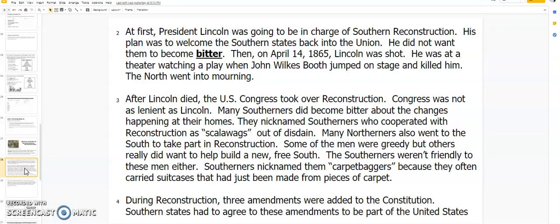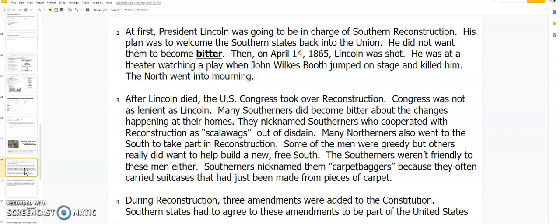At first, President Lincoln was going to be in charge of Southern Reconstruction. His plan was to welcome the Southern states back into the Union. He did not want them to become bitter. Then, on April 14th, 1865, Lincoln was shot. He was at a theater watching a play when John Wilkes Booth jumped on stage and killed him. The North went into mourning. After Lincoln died, the U.S.